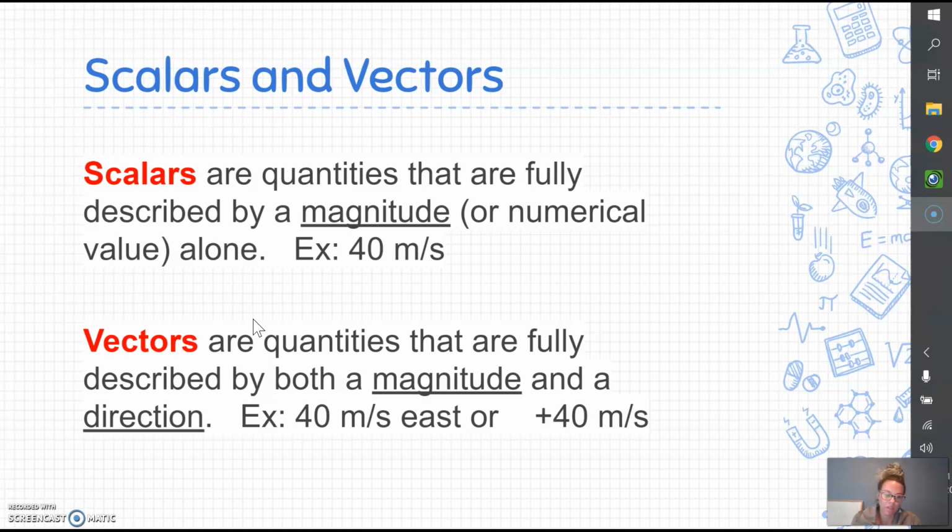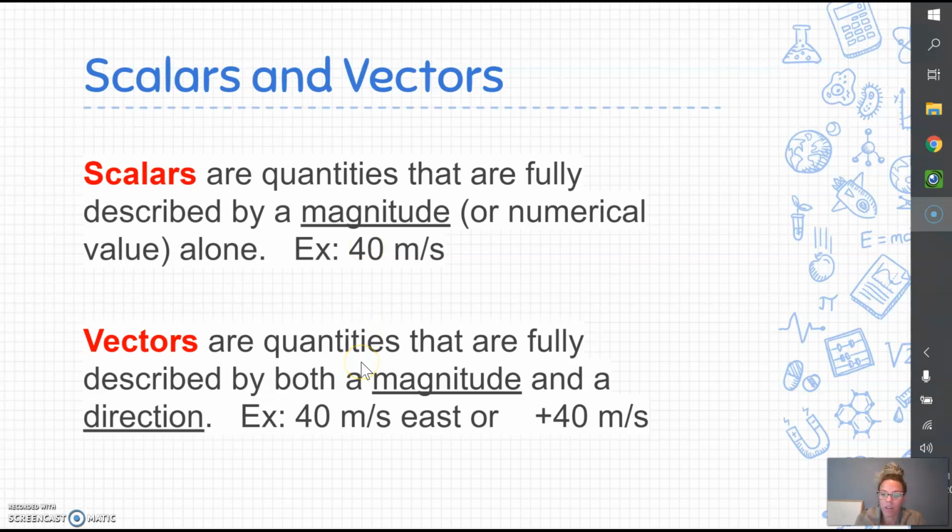We already have this in our notes: scalars and vectors. Just as a reminder, scalars are quantities that are fully described by a magnitude. So this is the value alone. The number 40 tells us how large that quantity is.